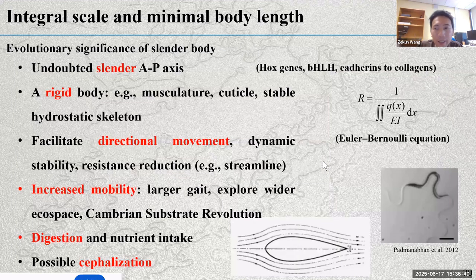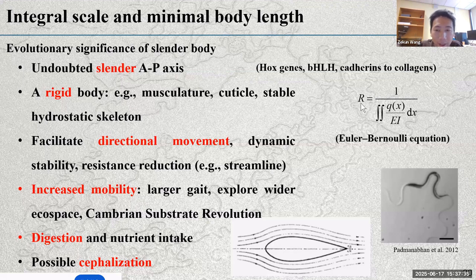So these organisms have an undoubtedly slender anterior-posterior axis, as you can see, and this should be modulated by, for example, Hox genes or collagens, and these organisms should also have a rigid body, which is ensured by the Euler-Bernoulli equation. As you can see, this rigidity is a product of the Young's modulus E and the moment of area. So with the increase of rigidity, the radius of curvature also increases, which leads to an increase in integral scale. So the increase in integral scale also informs of the existence of a rigid body, probably equipped with musculature, cuticles, and a stable hydrostatic skeleton. So this slender body will also facilitate directional movement, enhance the dynamic stability, and reduce the drag from either fluids or the substrates.